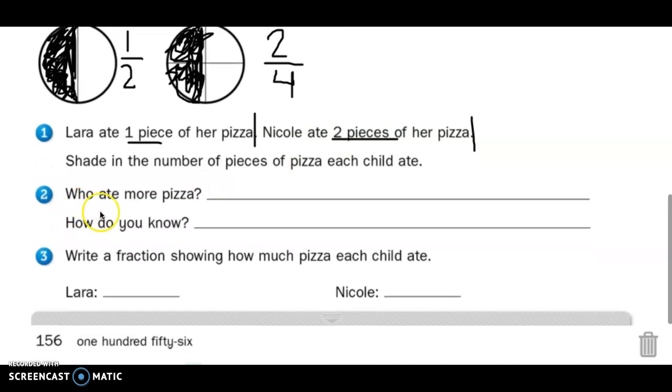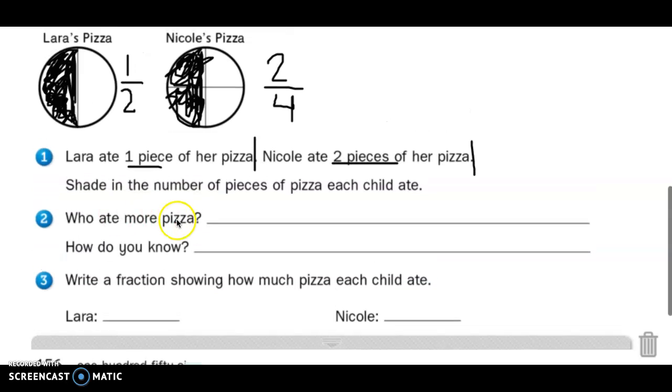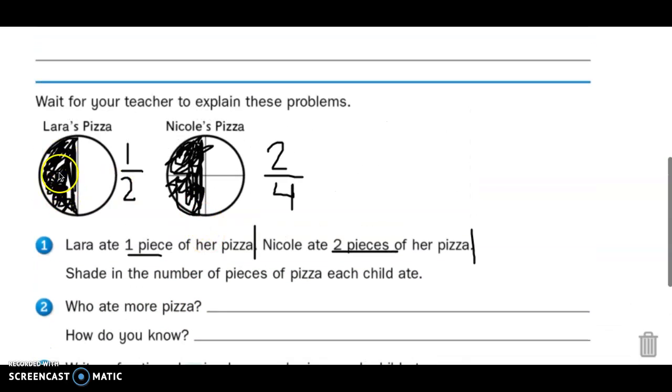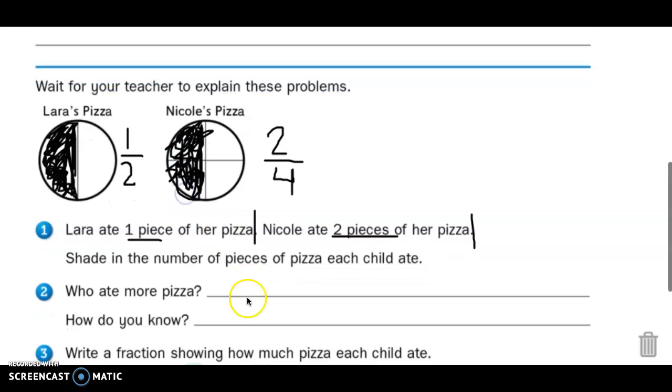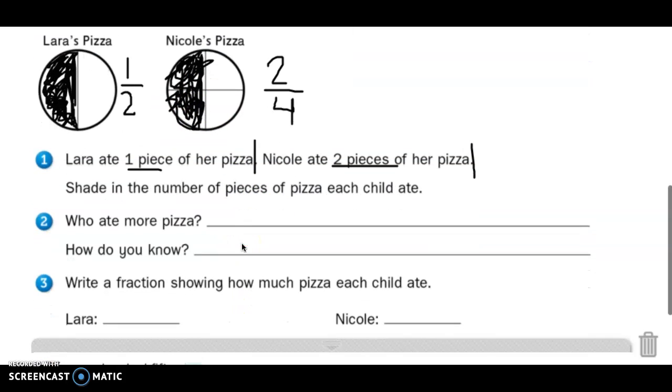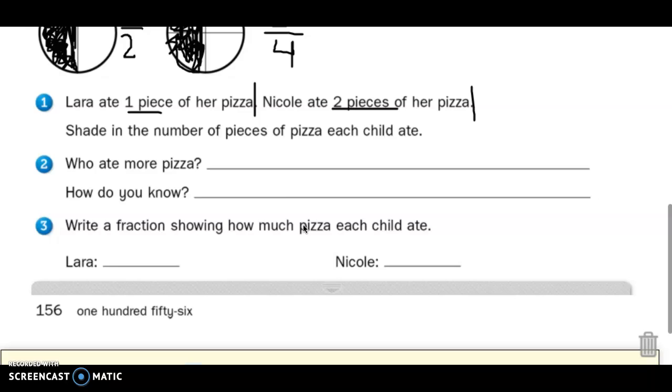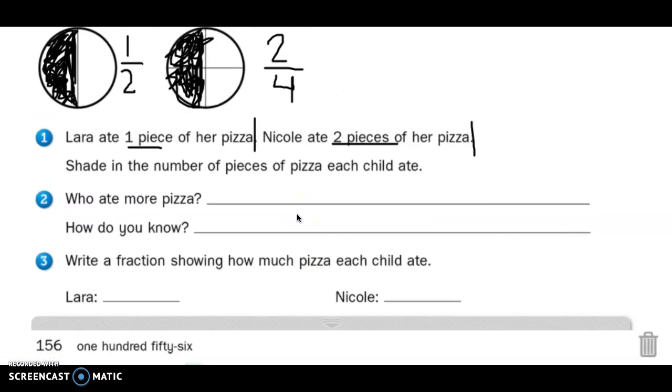Okay. Number 2 says, who ate more pizza? So did Laura eat more pizza or did Nicole eat more pizza? You write your answer. What do you think? And then how do you know? So explain using your picture. How do you know who ate more? This might be a trick question, let me tell you.